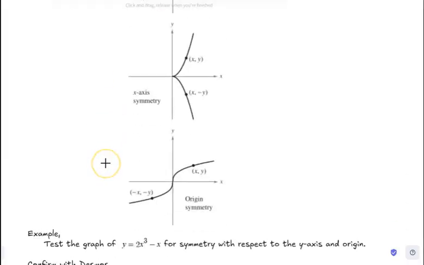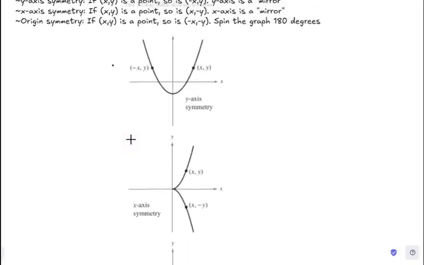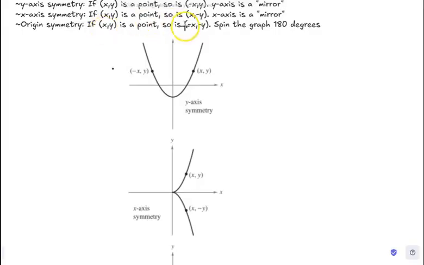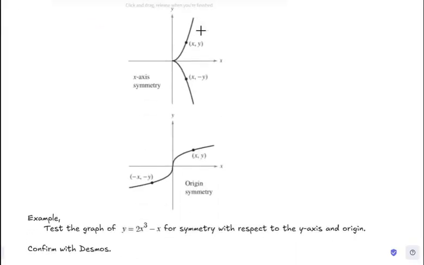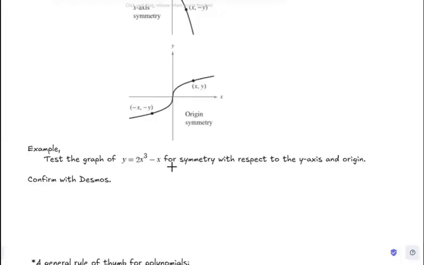And then the third one is origin symmetry, and this is a situation where if the point (x, y) is on the graph, then the opposite of x, opposite of y, (-x, -y), is going to be a point. And basically, if you think of putting your finger on the origin and spinning the graph 180 degrees, it should land right on itself.